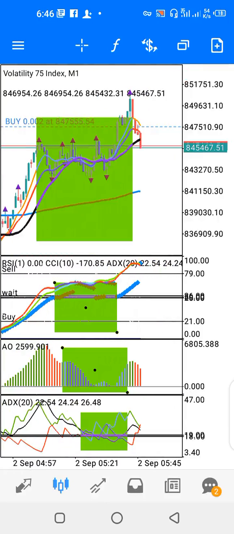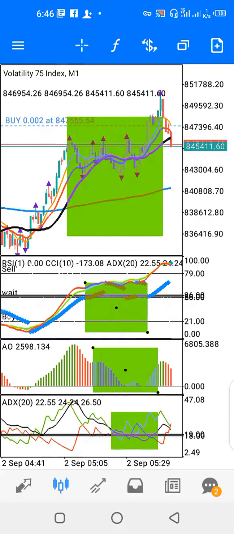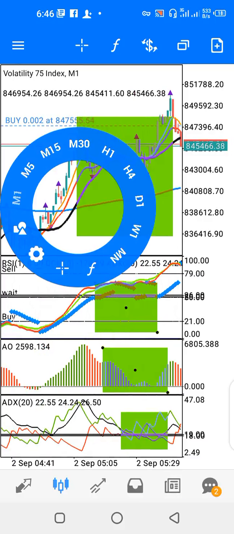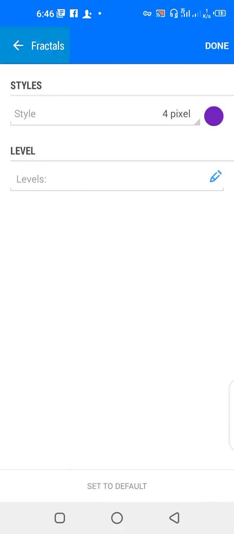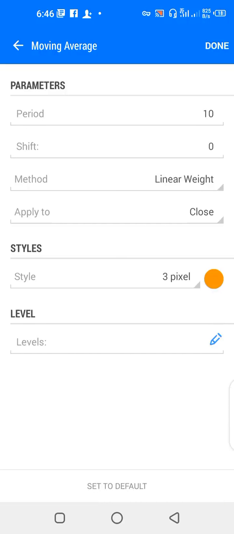Okay, now let's look at the indicators on the main window. We have fractals. We have moving average, that's 10 period, shift is 0, method is linear weight, apply to close, color is orange. We have another moving average, 200 period, shift is 0, method is exponential, apply to close, color is blue.